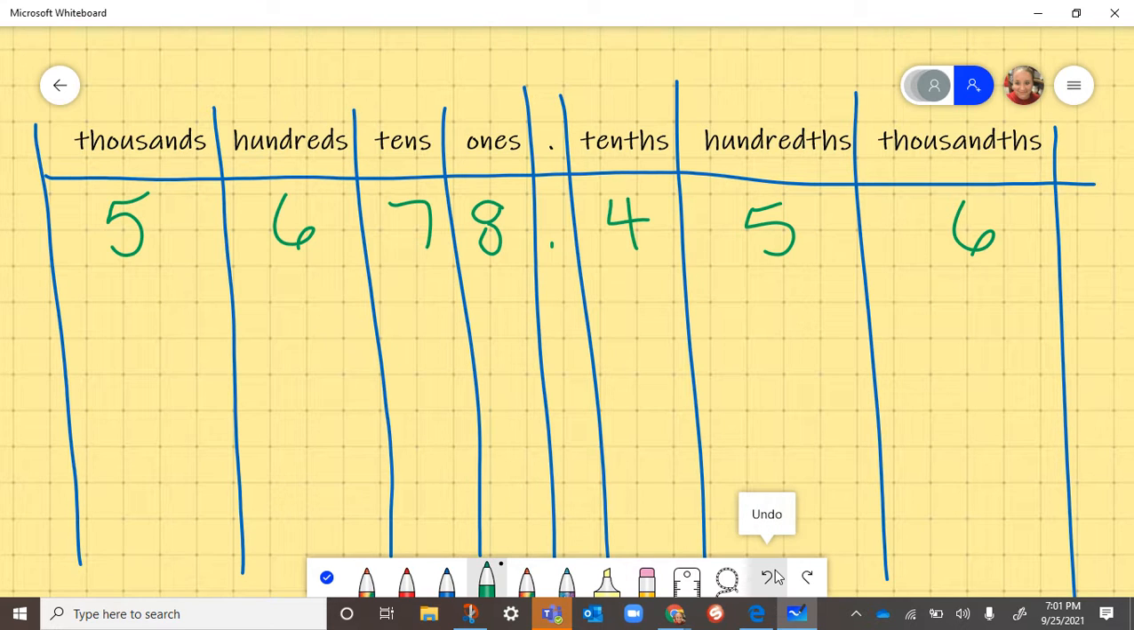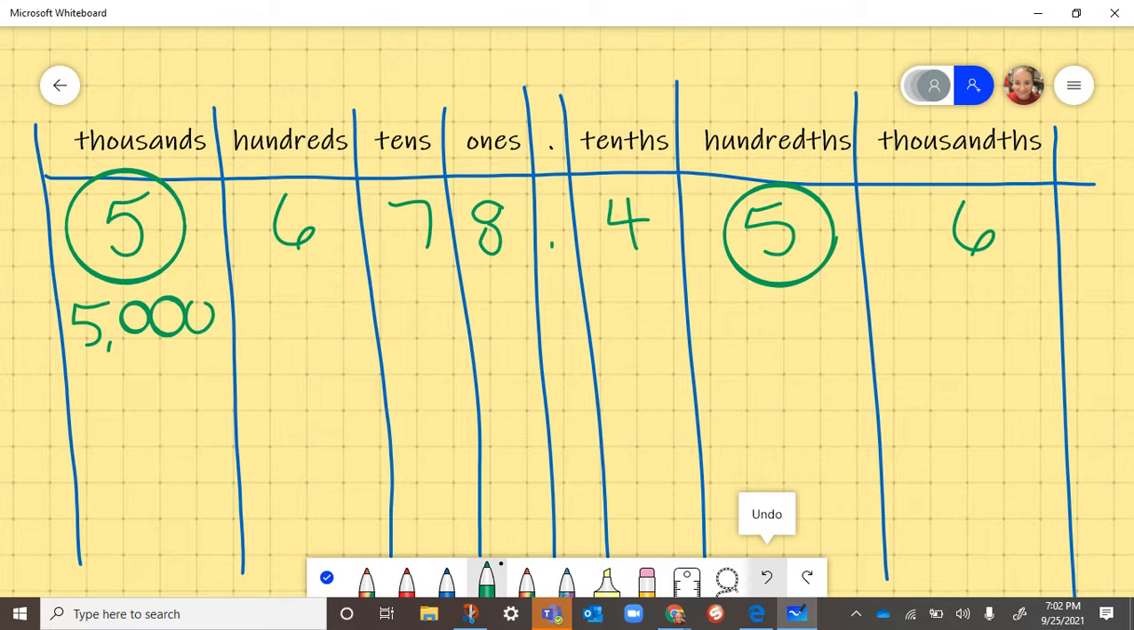So for example, this one is a number 5, and this one is a number 5, but they don't just mean 5. This one means 5,000, and this one means 5 hundredths. We can think of this one as being 5 parts out of 100. So it's very, very different. Even though it's a 5, it's very different than having 5,000, which is a much, much larger value.